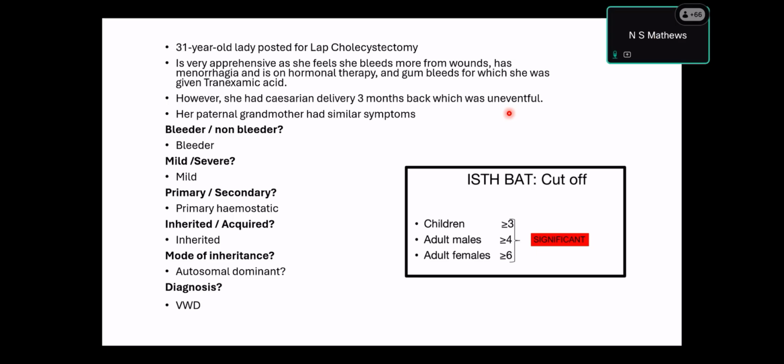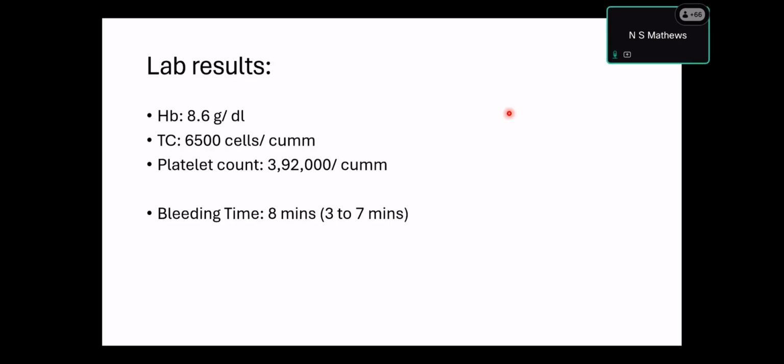And so now we are left with type 1 and type 2. Both are possibilities here, and both are autosomal dominant. So that's where we're going to proceed. Now you can see how history has helped us come this far. Now let's go with the lab result.